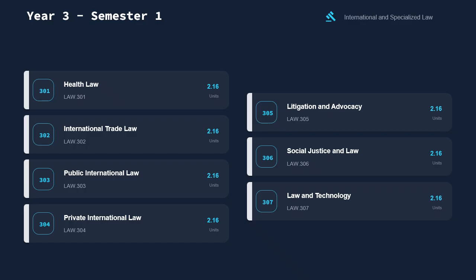Practical application: lawyers advise governments on legality of military action. They represent states in Security Council proceedings. Students analyze self-defense claims. They also study humanitarian intervention doctrines.